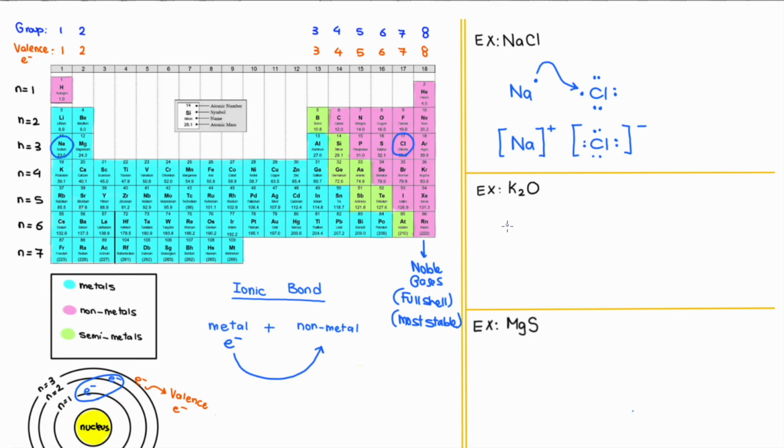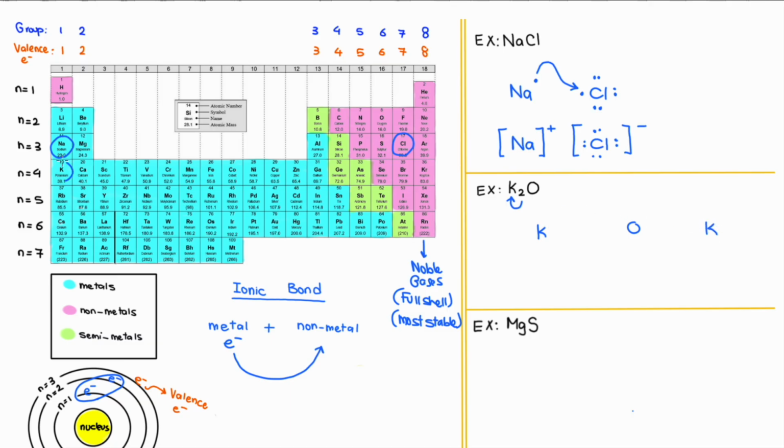Okay, so let's take a look at another example, K2O. In the case of K2O, K is the metal, O is the nonmetal, but the 2 over here means there are 2 potassiums for every 1 oxygen. So I put 1 potassium here, 1 potassium here. Sorry, let's actually do the oxygen in the middle, and another potassium here.